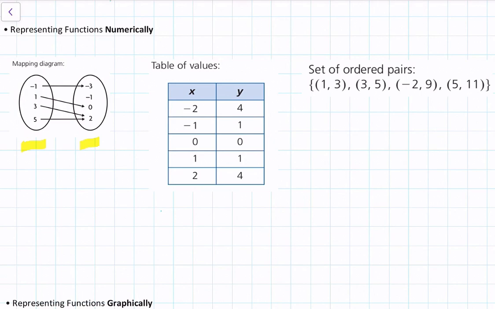on the right. Here we can see that the first value within this set will always be the x value, and the second value will be the y value. So in the first example, you can see that x is equal to 1 and y is equal to 3.